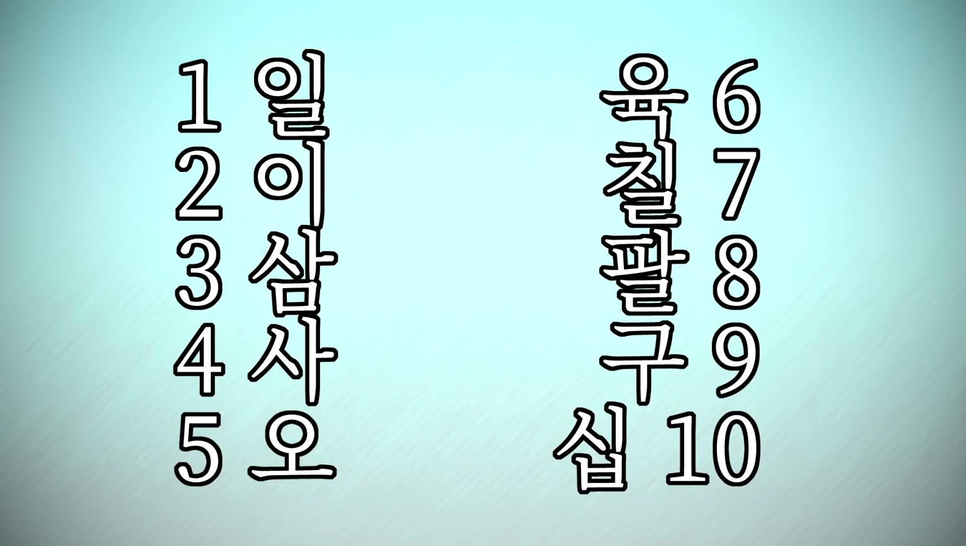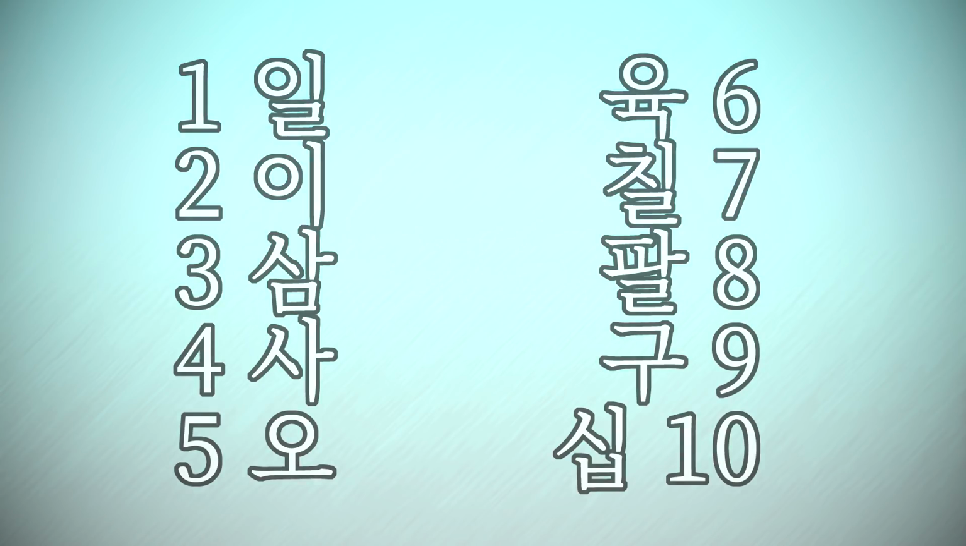1, 2, 3, 4, 5, 6, 7, 8, 9, 10. Now here's the easy part about this system. Once you know only 1 to 10, you can use these to create any number up to 99.